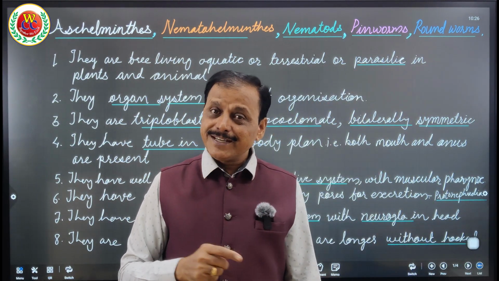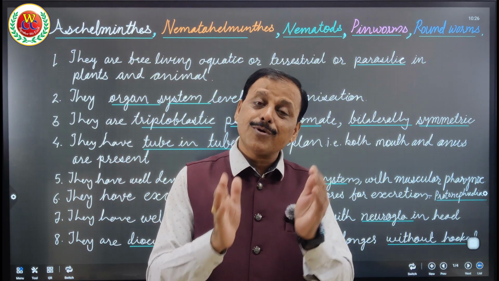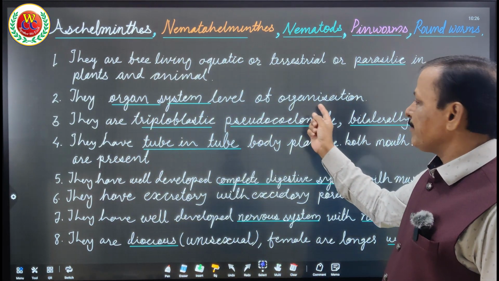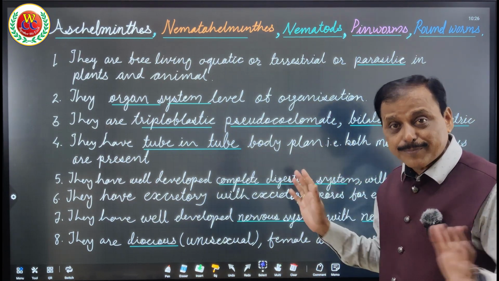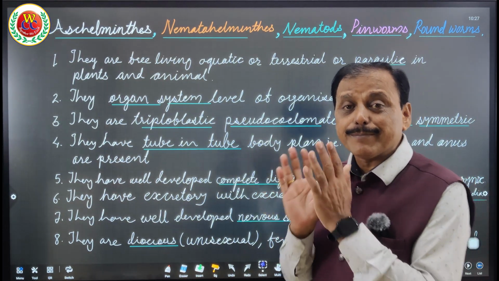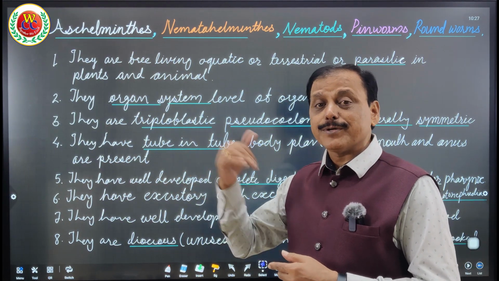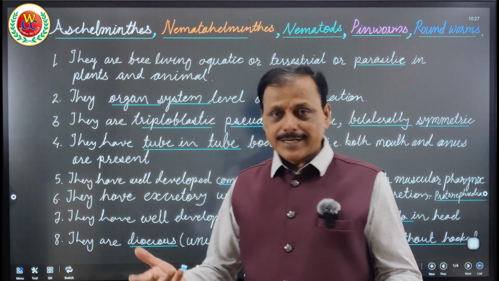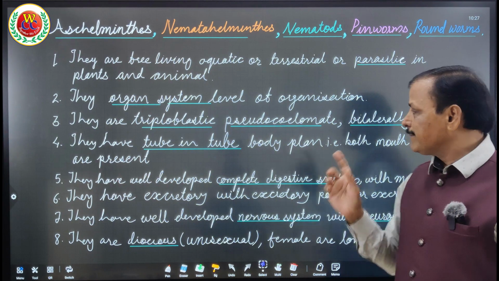So that is habitat. Now habit, as I told you, they are triploblastic pseudocoelomate, meaning what kind of organization they have. They have organ system level of organization, but a poorly developed organ system, not well developed, because pseudo means fragmented cavity. So not all organ systems are developed as found in coelomates. Okay, that is second. Third, as already discussed a lot, they are triploblastic pseudocoelomate, but they are bilaterally symmetrical.